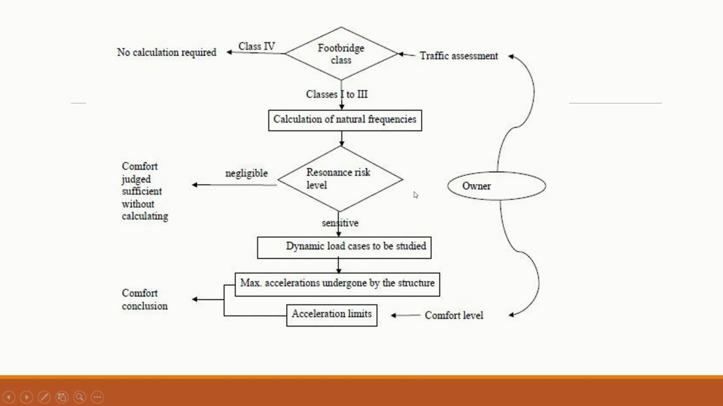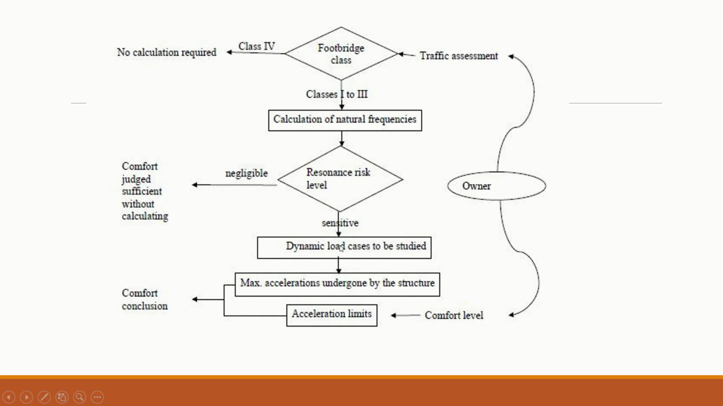So, how to verify a bridge for the vibration, a footbridge? First of all, you should choose the footbridge class. If it's 4, there's no calculation required to verify the footbridge. If it's 1 to 3, you should calculate the natural frequency and see if there's a resonance risk level. If there's no risk, the comfort is judged sufficient without calculating.